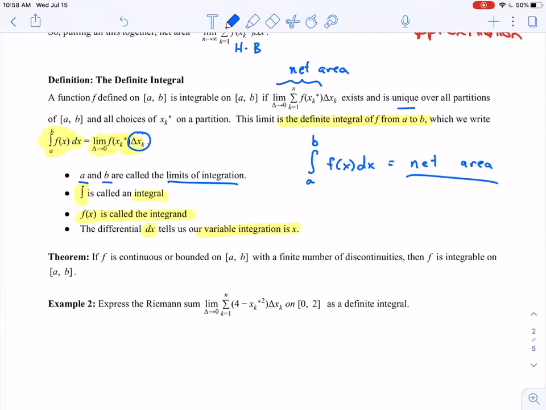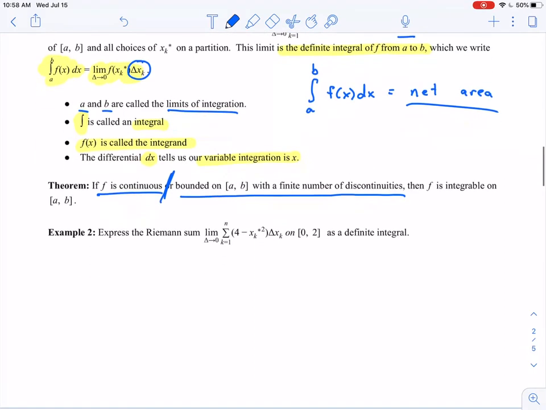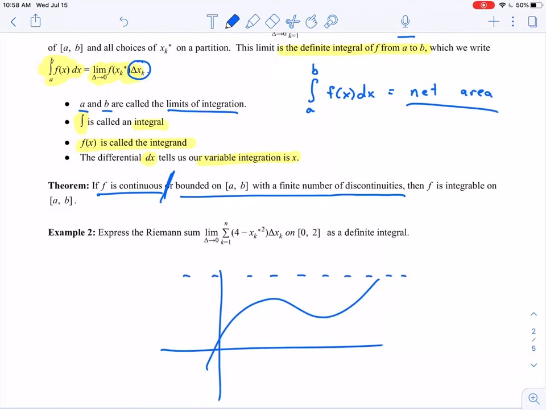Next, we have a theorem. It says if f is continuous, or bounded on a to b with a finite number of discontinuities. So either 1, it's continuous. If it's continuous, it's fine. Or 2, if it's bounded on that closed interval, which when we say bounded, that means there's some number, and I'll draw it down here, there's some number that we don't get higher than. So here, this is a bounded function, right? We're bounded by this dashed line.